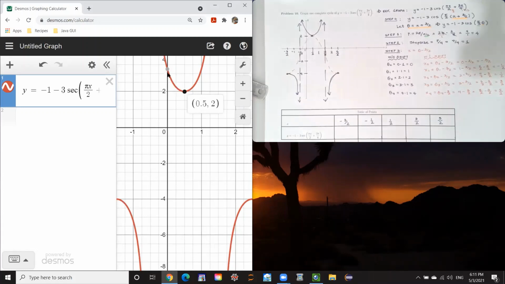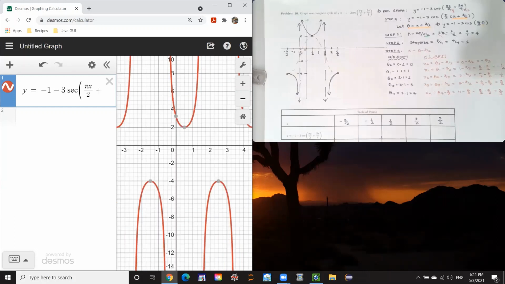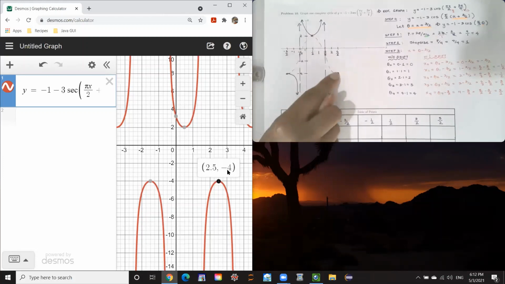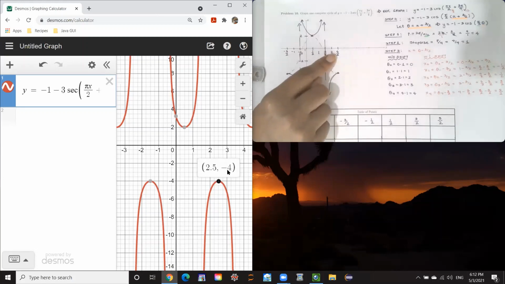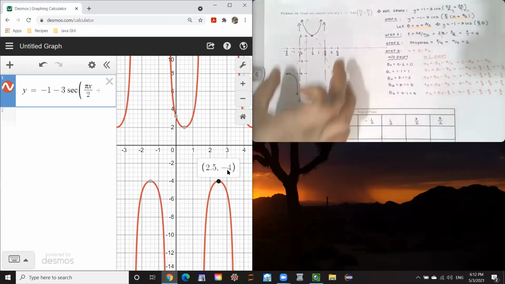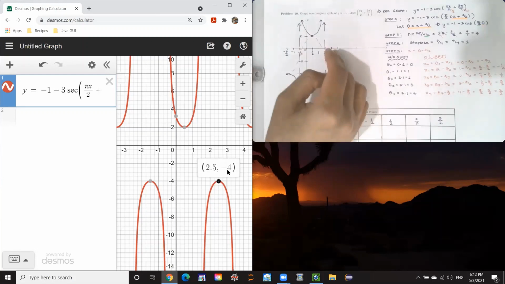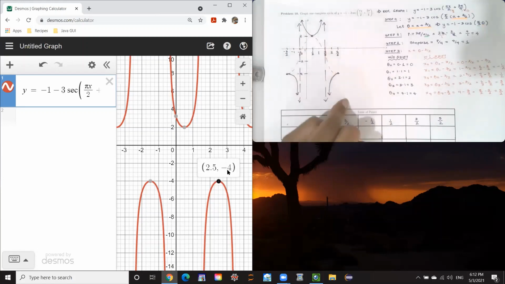Then we have an upward facing parabola with the vertex at 0.5 comma 2 in decimals. In our paper, we have 1/2 comma 2, which is exactly the same thing. And then the last parabola, we have a vertex at 5 over 2 comma negative 4. But remember, 5 over 2 is the same thing as 2.5. And again, we only drew half of the parabola because we restricted to one cycle, so we're not seeing the full extension of this. But if we were to consider more x values that are greater than 5 over 2, then we would see the rest of this downward facing parabola.